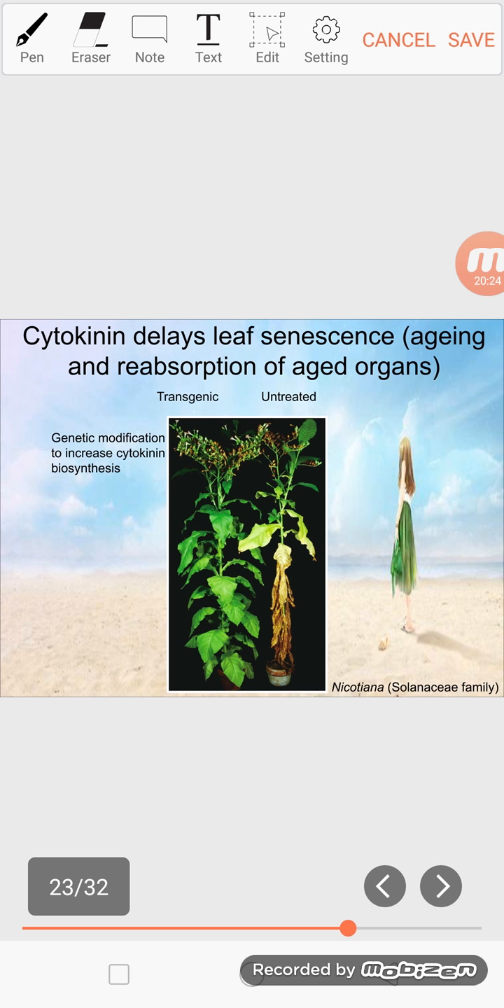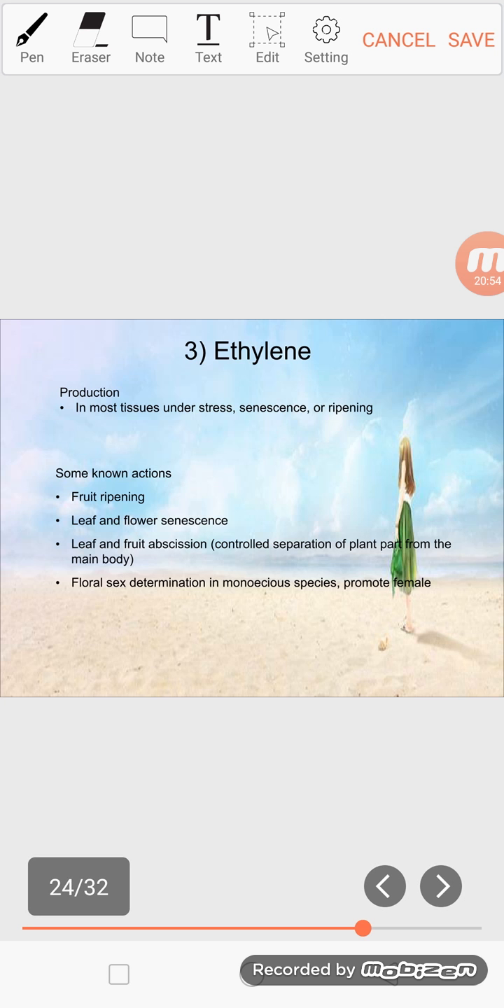So for example, these plants yang transgenic ni, dia transgenic kan, dia modify the genetic to increase the cytokinin synthesis. So kita tengok dia hidup segar bugar in comparison to the untreated one, the one yang tak banyak cytokinin. So the untreated one ni, they undergo leaf senescence quicker and faster than the transgenic plants.